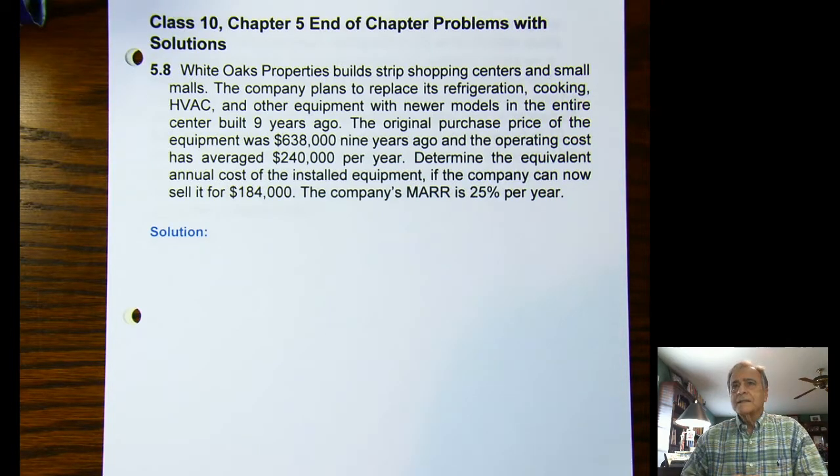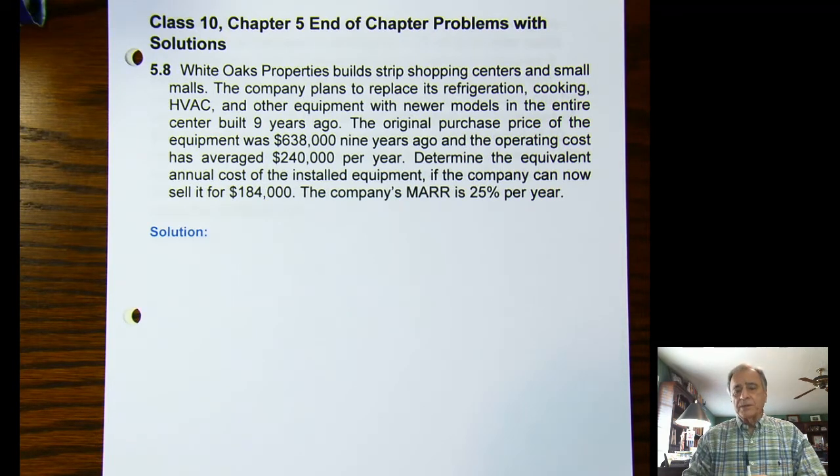Welcome to class 10. In this class, I'm going to just work end of chapter problems. And I also, not as part of this class, but in a separate recording, plan to work some homework problems. So be looking for those as well. We're going to start with problem 5.8.